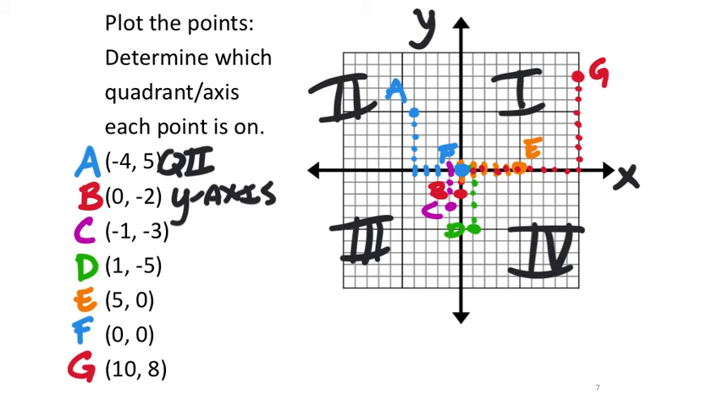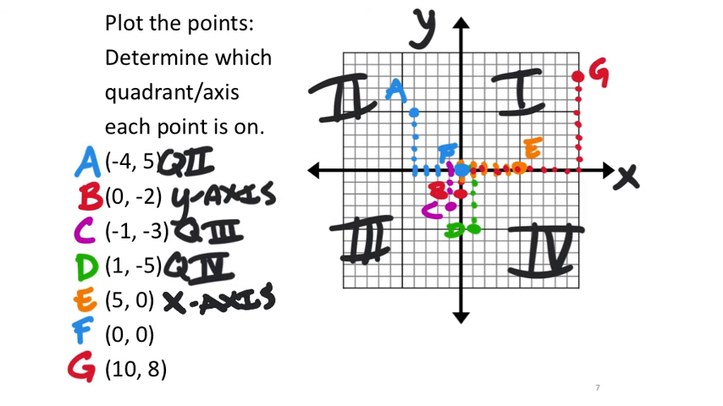And then C is negative 1, negative 3, I can see that's in quadrant 3. And then D at 1, negative 5, that's in quadrant 4. And then E at 5, 0, that's right on the x-axis. So it's not in a quadrant, it's on an axis, the x-axis. And then 0, 0, we should always know that that is the origin. And then finally 10, 8, yep, that's quadrant 1.